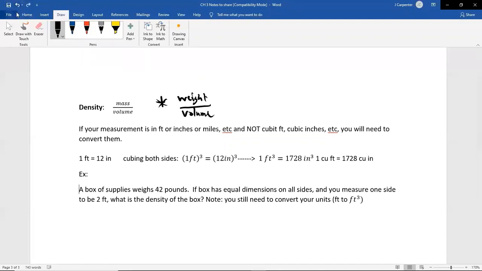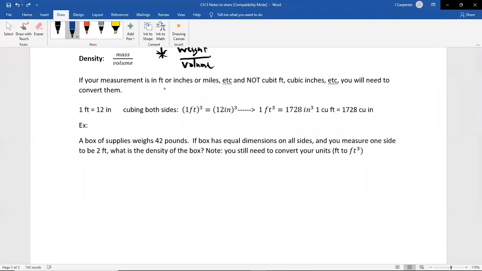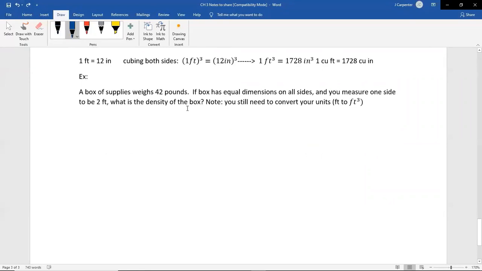Okay, so let's get to the example. A box of supplies weighs 42 pounds. So we've got some box, leave a little space for the actual problem. Here's our box.